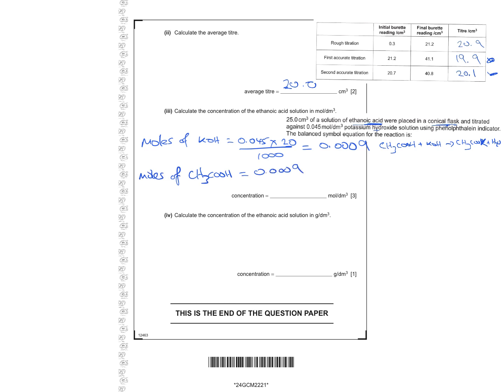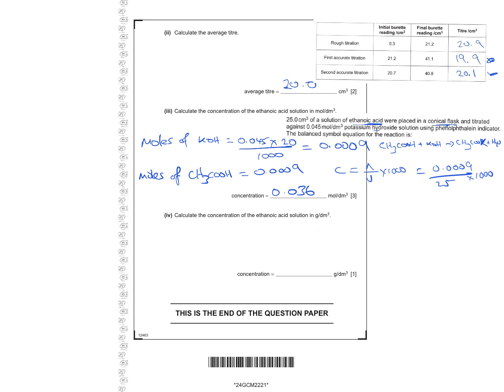Now we've got the moles of the acid. We know the volume, 25 cubic centimetres. We can work out the concentration. So concentration equals moles divided by volume, and then we're going to times that by 1,000. So it's 0.0009 over 25 times 1,000, and that gives an answer of 0.036. Part 4 then, to finish this off, we've got to convert this into grams.